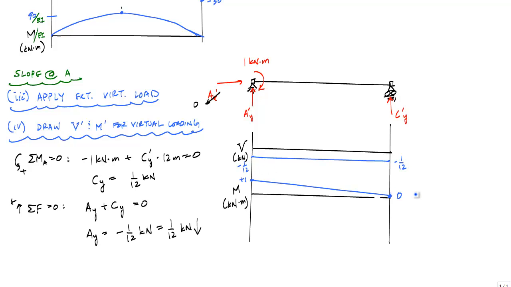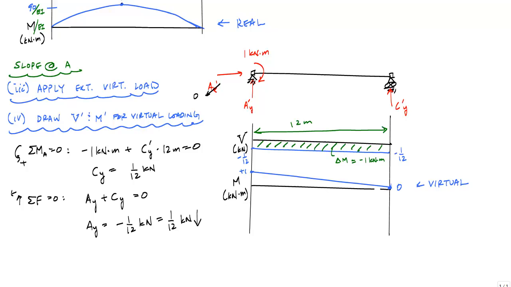You can calculate this area right here, which would have been 1/12 times this length, which is 12 meters, and would have told you that the change in moment that we experience over here should be negative 1 kilonewton meter, which takes us down to 0. Alright, so there are my moment diagrams. Here's my real moment diagram up here, or my real curvature if you will, and here is my internal virtual moment diagram.